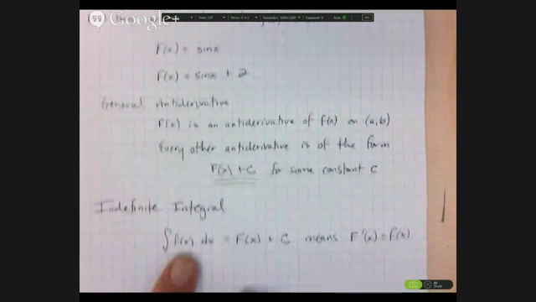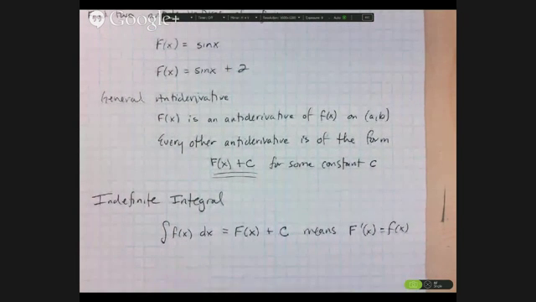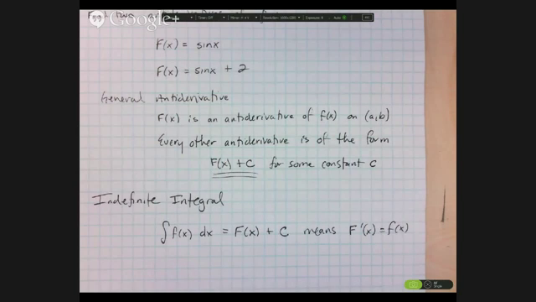So this is our notation for it. That is what we write for an integral. It's like saying take d over dx of f of x; that would be take the derivative. That symbol means take the integral of f.